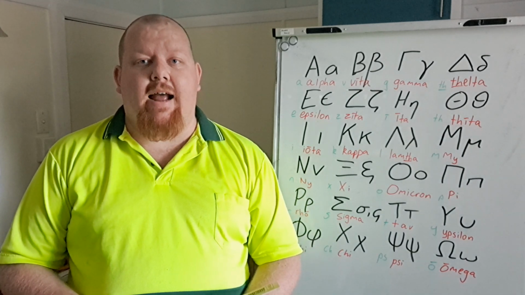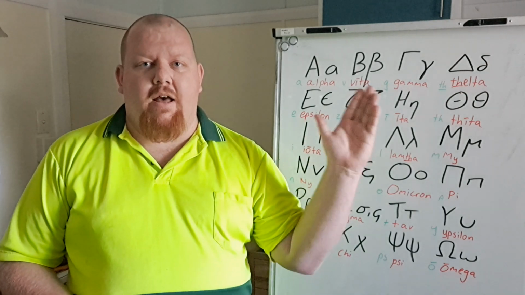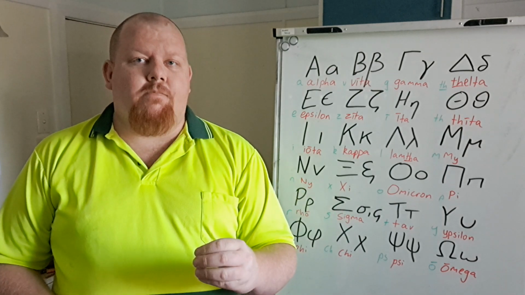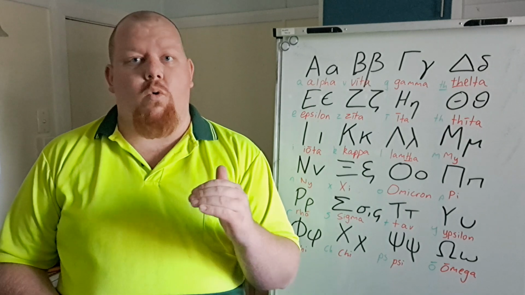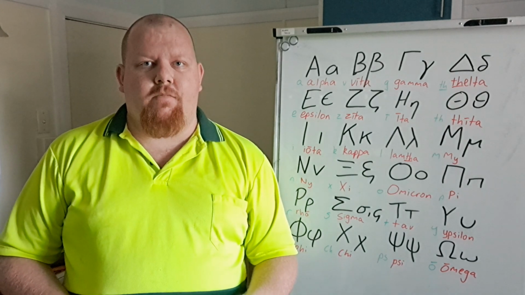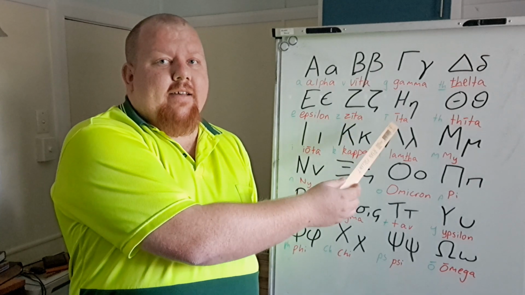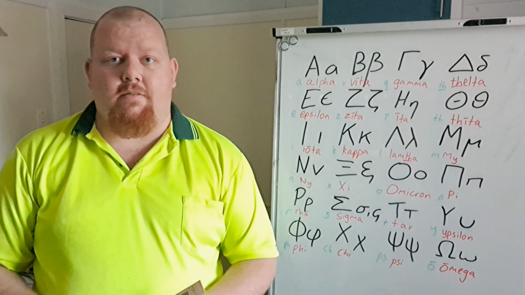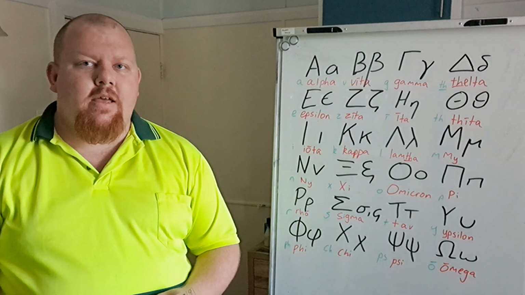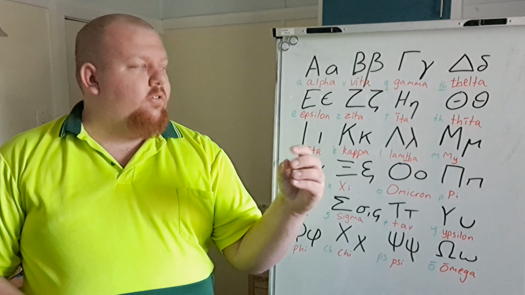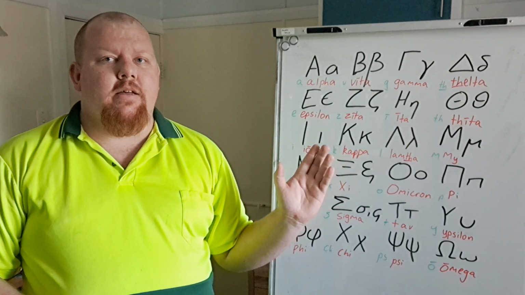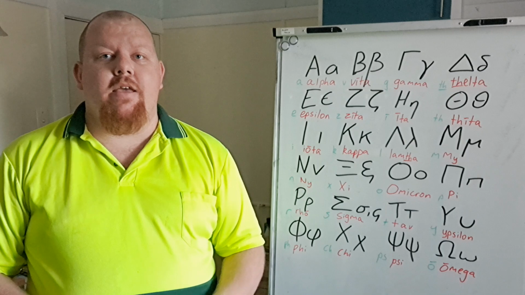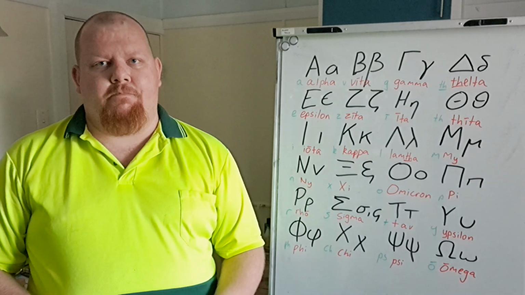Now, theta has that hard TH sound. So delta is a soft TH sound as in this and that. Theta has the TH sound as in throne or thin. So zeta, eta, theta. The next letter is iota. Now, some of these letters, so eta and iota and epsilon, which we'll learn a little bit later, produce the same sound. They all have that E sound.